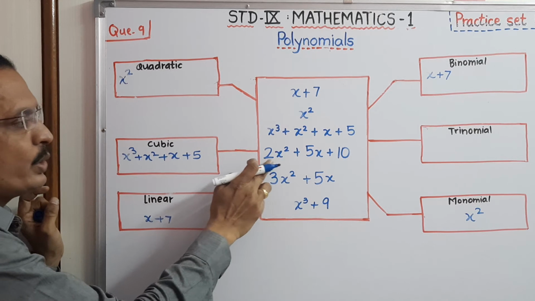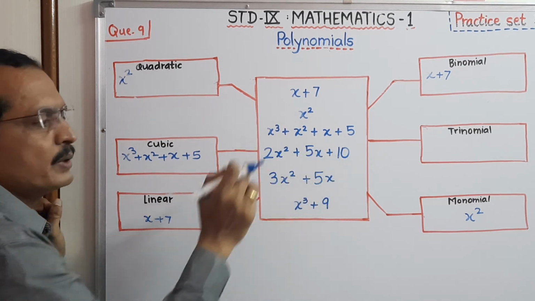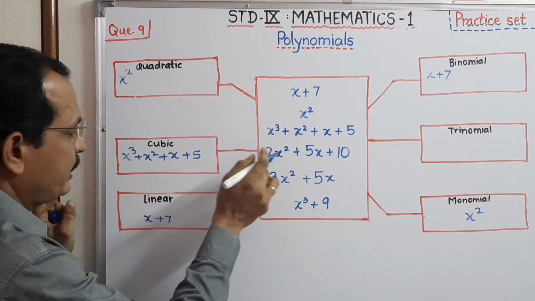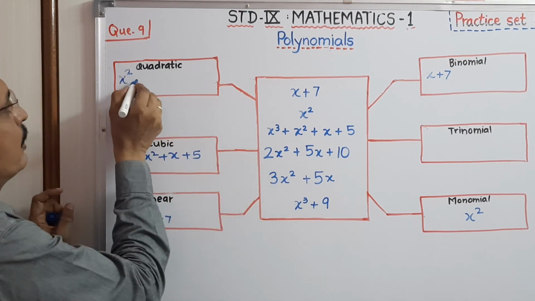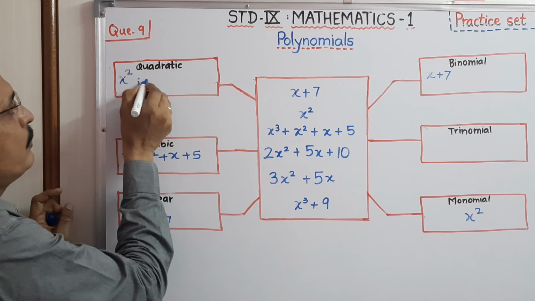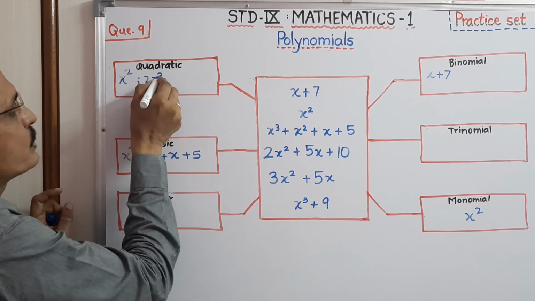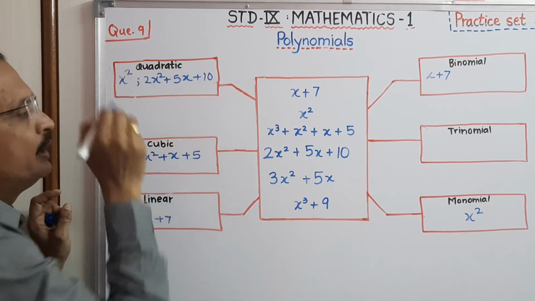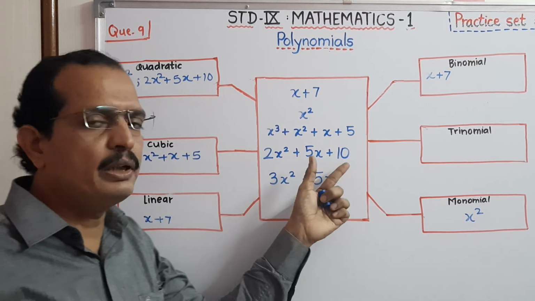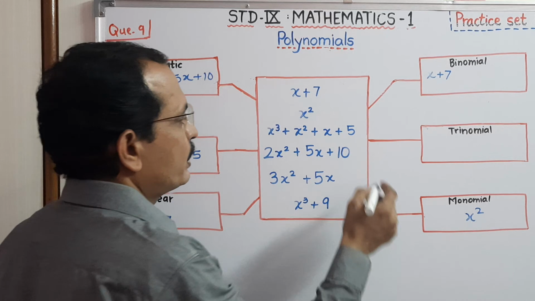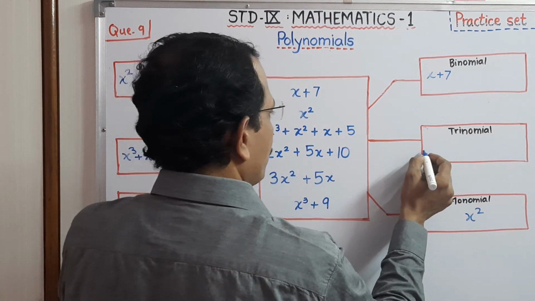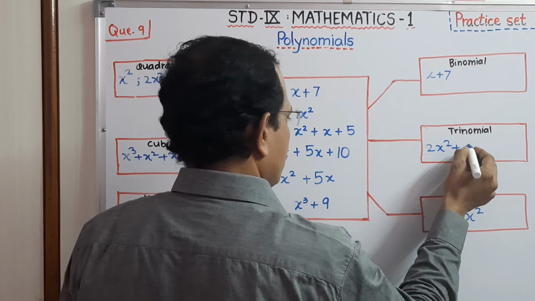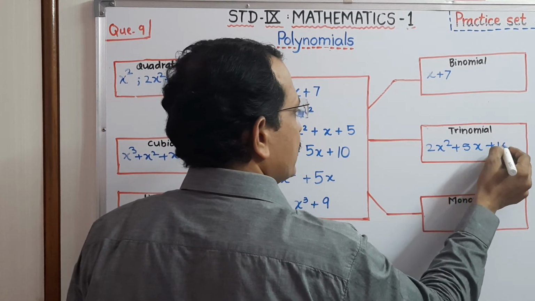Now see here, 2x square plus 5x plus 10. Degree is 2, therefore we can write it as quadratic. Therefore we write here the second polynomial, 2x square plus 5x plus 10. This polynomial carries how many terms? 3 terms. Therefore it is a trinomial. Therefore we write it here, 2x square plus 5x plus 10.